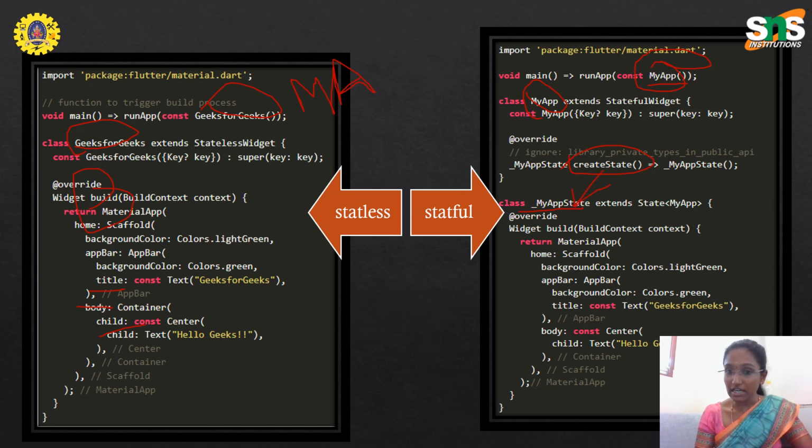And next, I am using the build function through my material app. Okay, the next thing is I am working on the home, background colors, titles, body, child. These are the widgets we will be using, inbuilt in the build functions. Both are the same, but here, in stateless, we cannot use the state functions, and here in stateful, I will use the state functions.